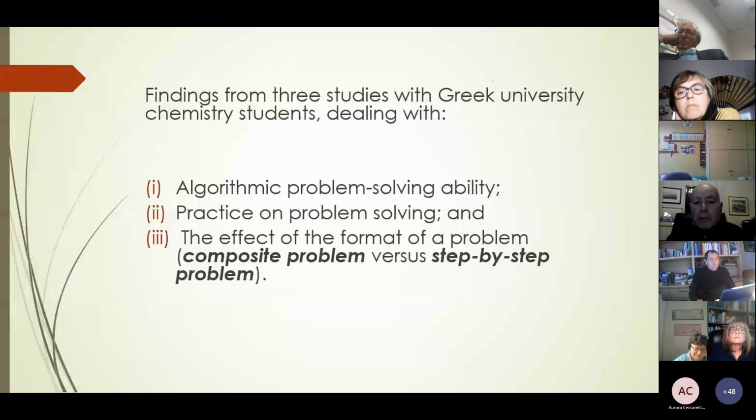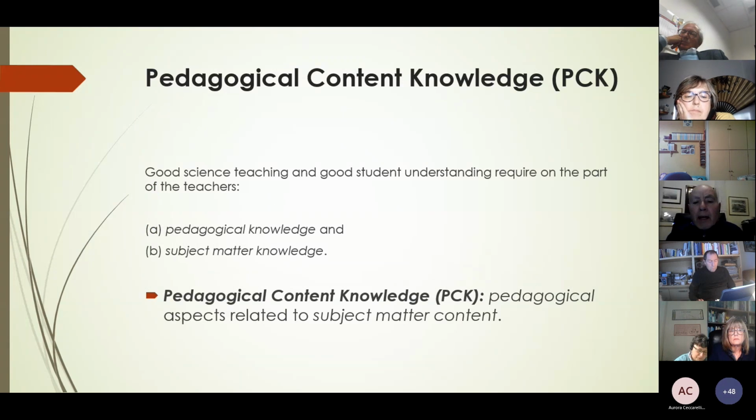Two are in their master degree program, and these deal 1 with algorithmic problem solving ability, 2 with practice on problem solving, and 3 with the effect of the format of a problem, that is, if it is a composite problem or if it is a step-by-step problem. Pedagogical content knowledge is a combination of pedagogical knowledge and subject matter knowledge. So it brings together pedagogical aspects which are related to subject matter content.